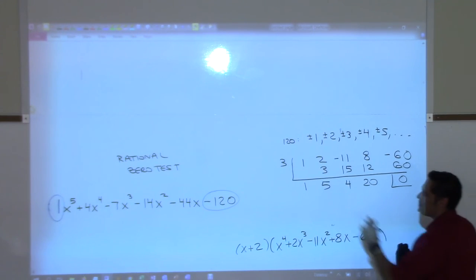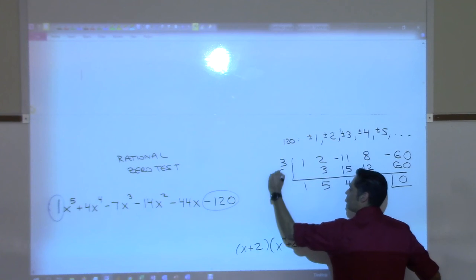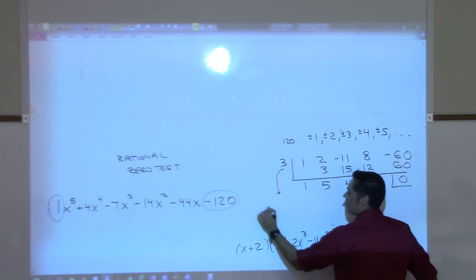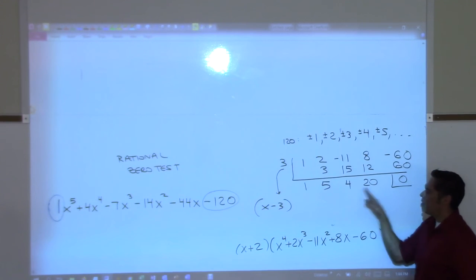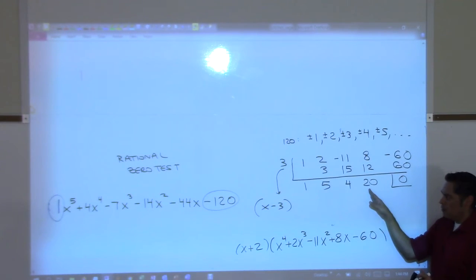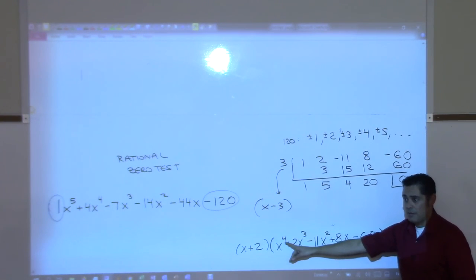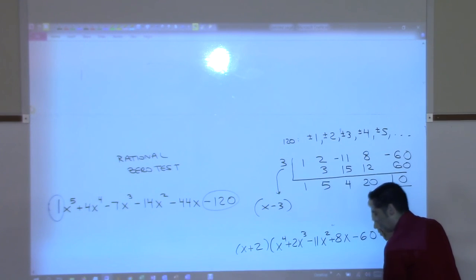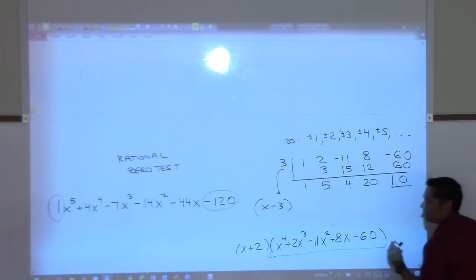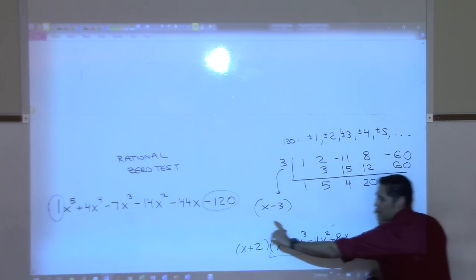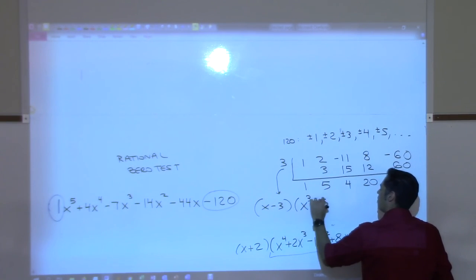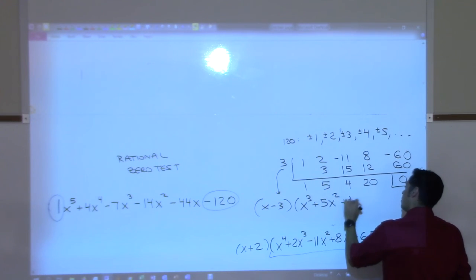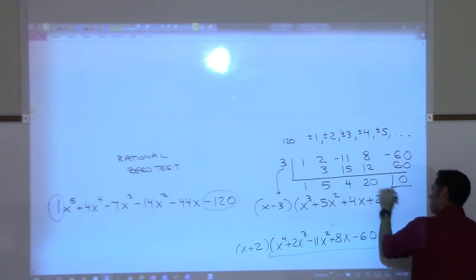So here we go. Same story, right? What does this tell us we have a factor of? x minus 3. And then this should be the remaining polynomial, what power? x to the third, right? Because it started at the fourth. Remember, our synthetic division is breaking that piece down. We already have this, right? So this is going to be x to the third plus 5x squared plus 4x plus 20. Are we going to have to do it again?